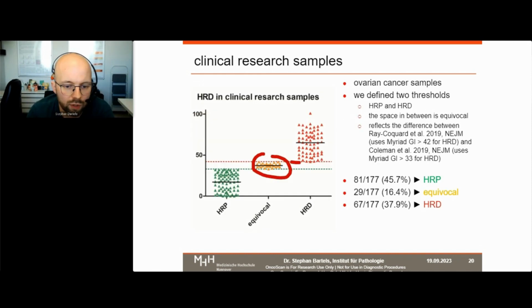As Yann already showed, up to 40%, close to 40% HRD in ovarian cancer when BRCA1 and 2 is wild type. Okay.